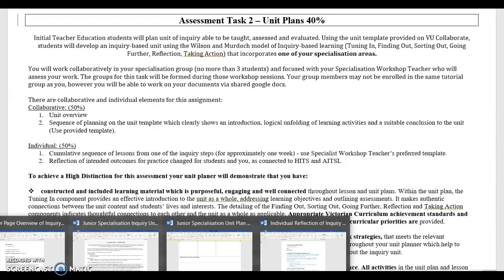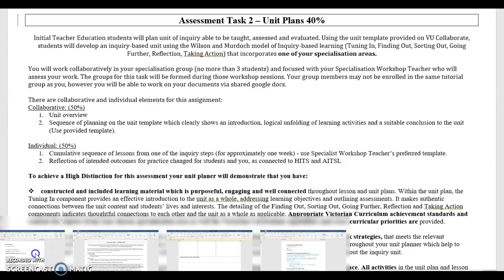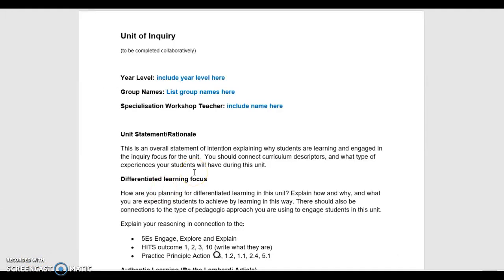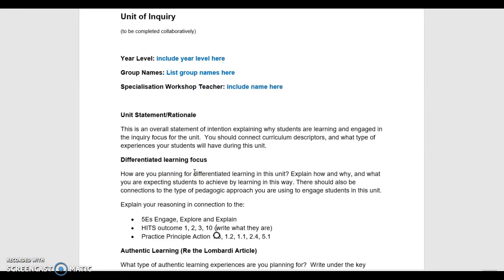So focusing on the collaborative section first, we have a cover page. Within the cover page, this is like the overall rationale of your thinking when you're actually creating your unit. So this is where you'll introduce your unit, explaining your intention, your rationale. Why did you actually pick this unit? How are your students going to be engaged, the curriculum descriptors, what type of experiences students will be having.